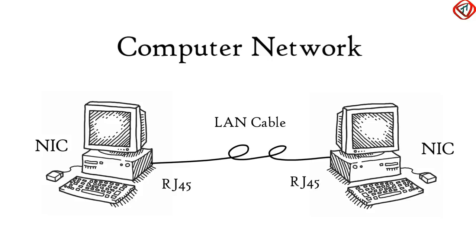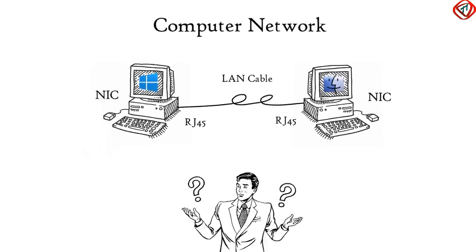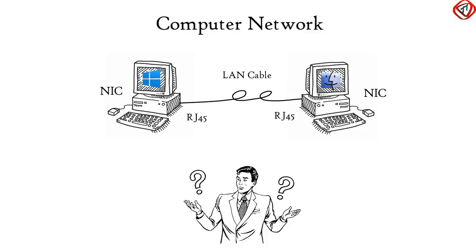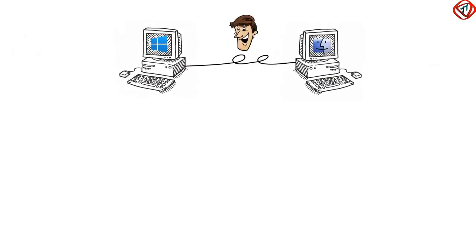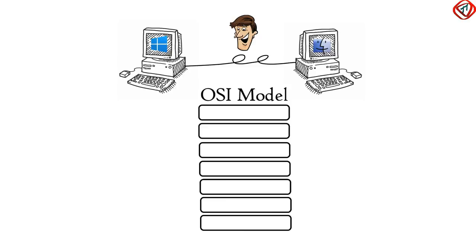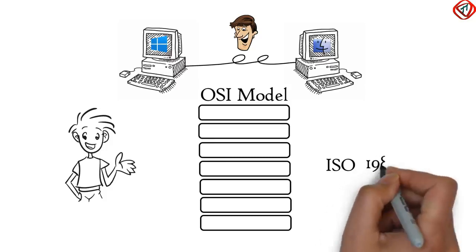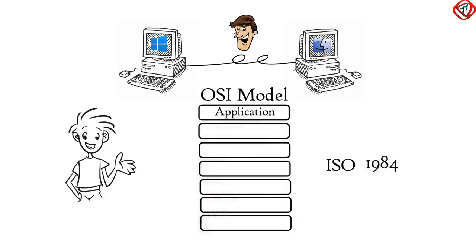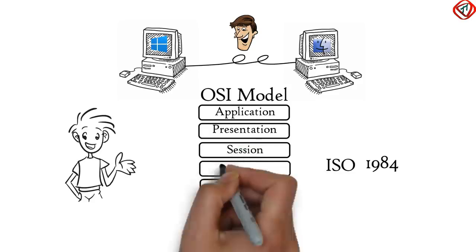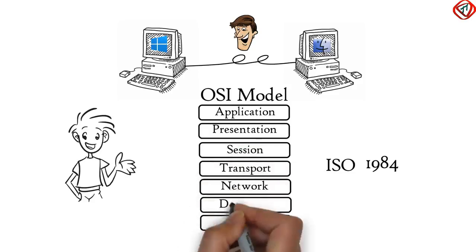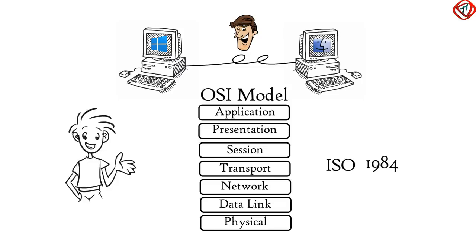But if one computer is based on Microsoft Windows and the other one has Mac OS installed, then how are these two computers going to communicate with each other? In order to accomplish successful communication between computers or networks of different architectures, the 7-layered OSI model or Open System Interconnection Model was introduced by the International Organization for Standardization in 1984, containing the application layer, presentation layer, session layer, transport layer, network layer, data link layer, and physical layer.